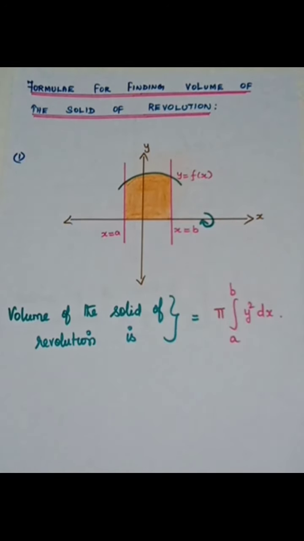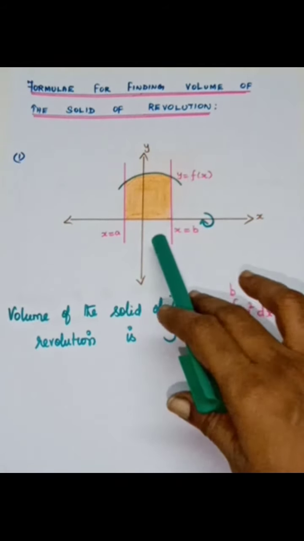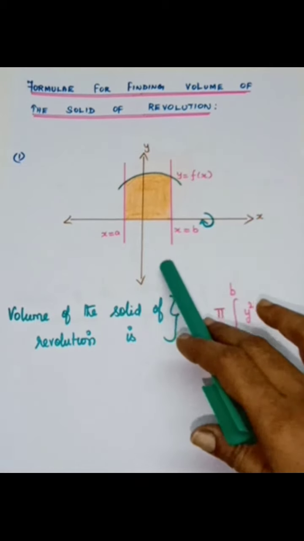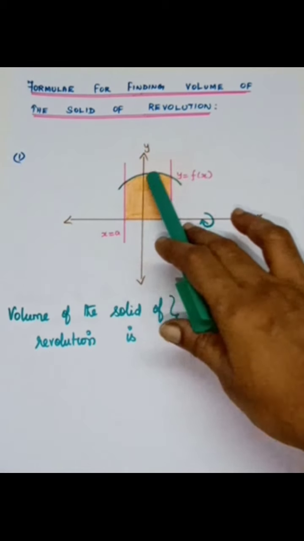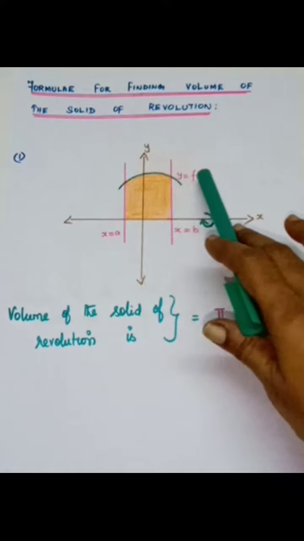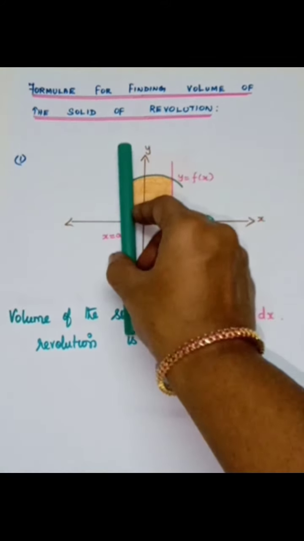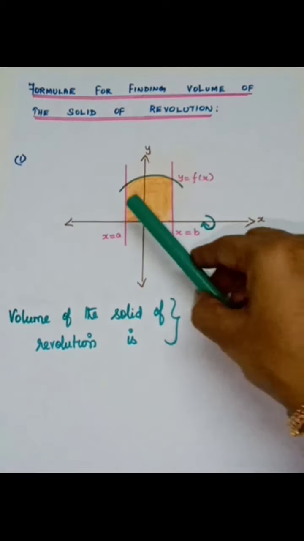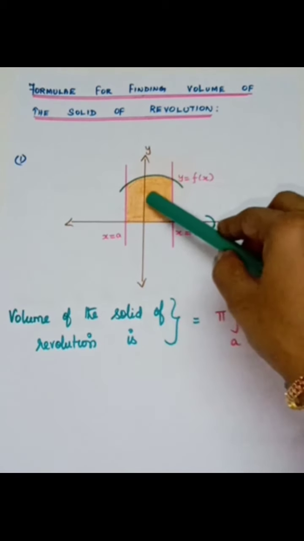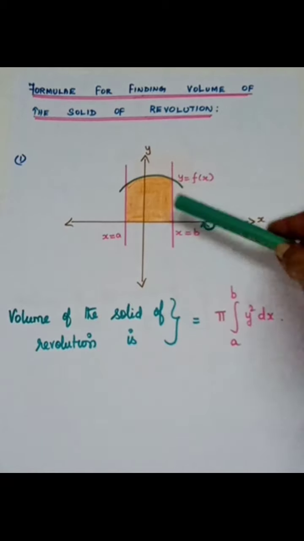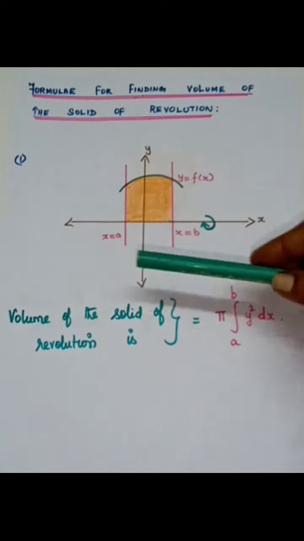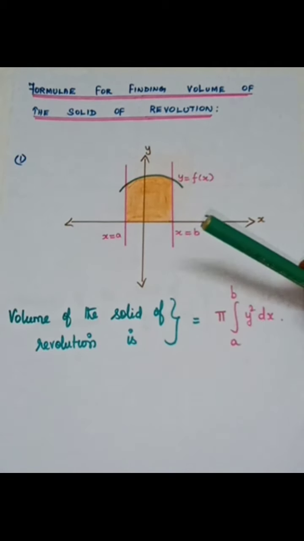Here you have two formulas for finding the volume of a solid of revolution. You see the first formula. Here I have drawn the area bounded by the curve y is equal to f of x, the x-axis, x is equal to a and x is equal to b. This shaded portion is revolved about the x-axis. When it is revolved about the x-axis, you will get a solid.